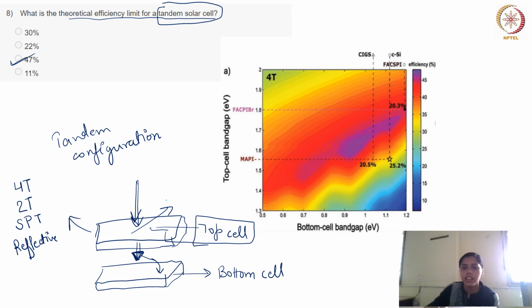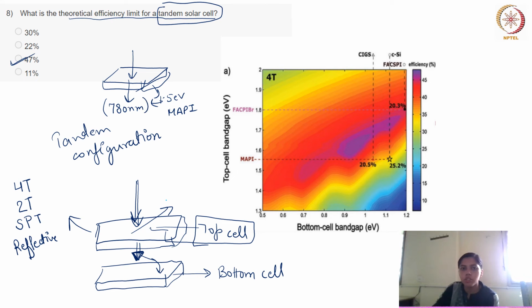So say if we compare a tandem configuration with a single solar cell, this is your solar cell and this material is having a band gap of say 1.5 electron volt, which is your MAPI. So the cutoff wavelength is around 780 nanometer.